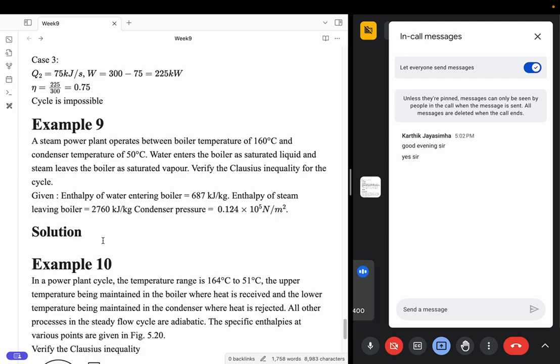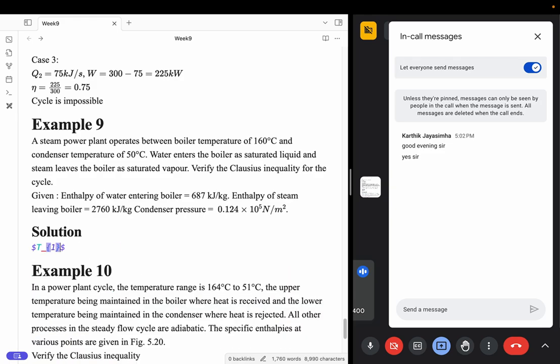Here we have a steam power plant operating between a boiler temperature of 160 Celsius and a condenser temperature of 50. Again, you can consider this a heat engine. The water enters the boiler as saturated liquid and steam leaves the boiler as a saturated vapor. You need to verify the Clausius inequality for the cycle. The enthalpy of the water entering the boiler is given, and the steam inlet and outlet enthalpies are given. The condenser pressure is also given. So how do you solve this? The first step is always converting the temperatures into the appropriate units.